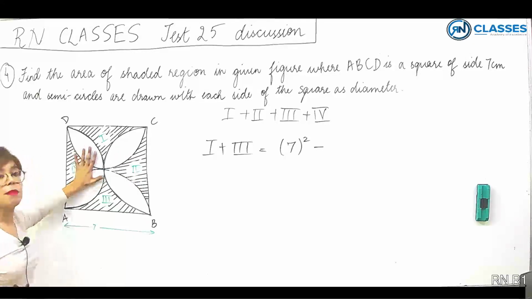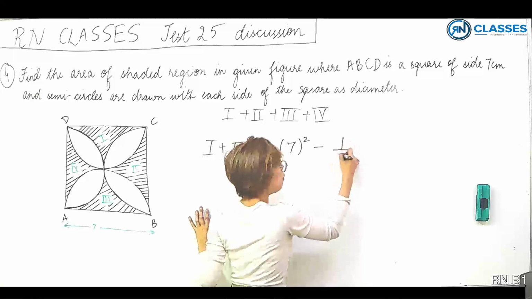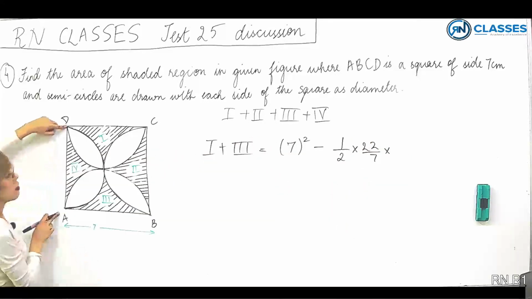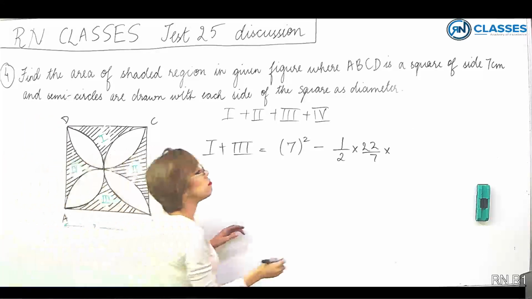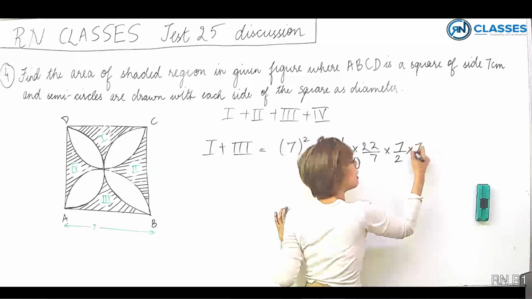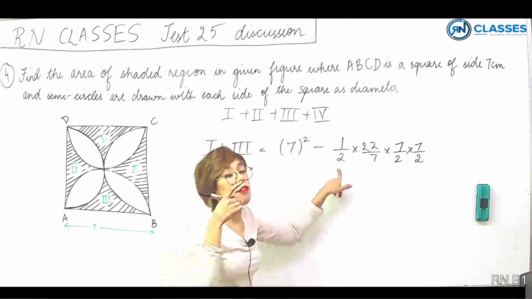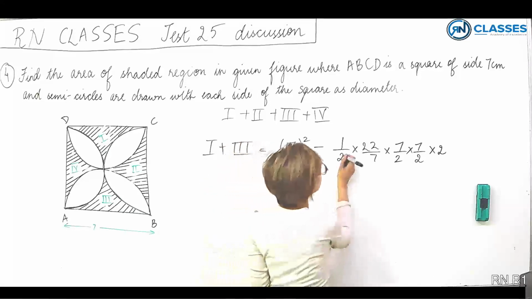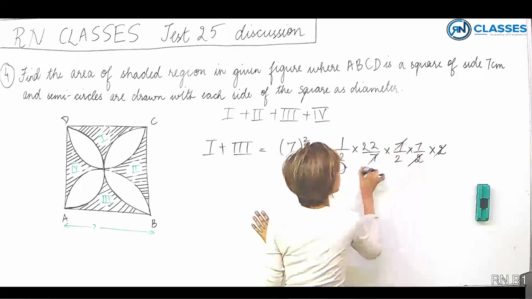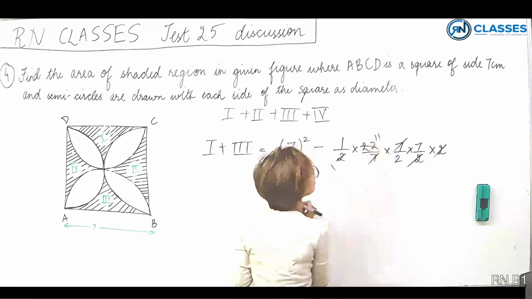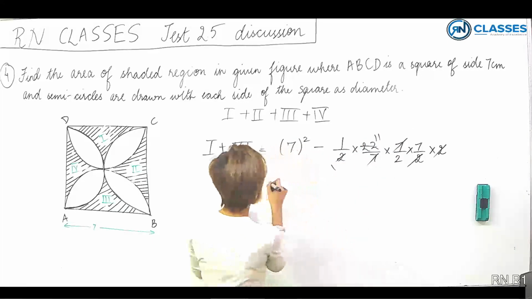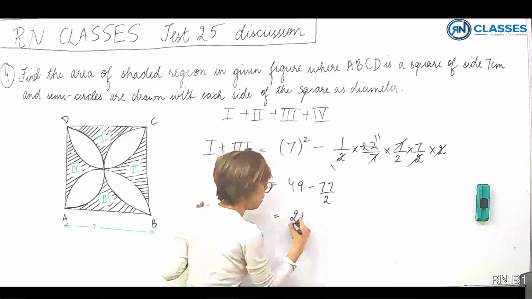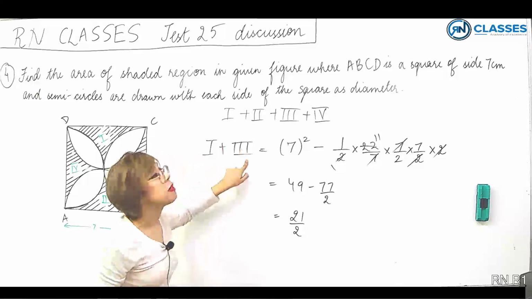Now, area of one semicircle, I can write it. So minus half pi, which is 22 by 7, into radius. Now diameter is 7, right? Radius is 7 by 2. So into 7 by 2 into 7 by 2. Now this is one semicircle, I have 2, so into 2. Right? So let's find out. So 2 and 2 get cancelled, 7 and 7 get cancelled. So this is 11. This is what? 77 by 2. So 49 minus 77 by 2, which will turn out to be 21 by 2. Right? This is 1 plus 3.